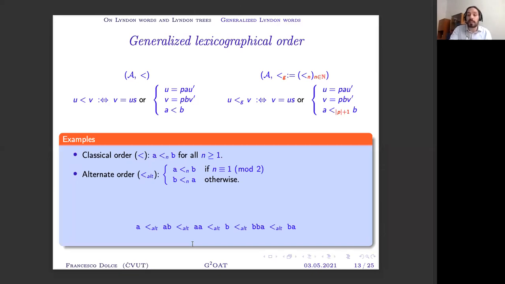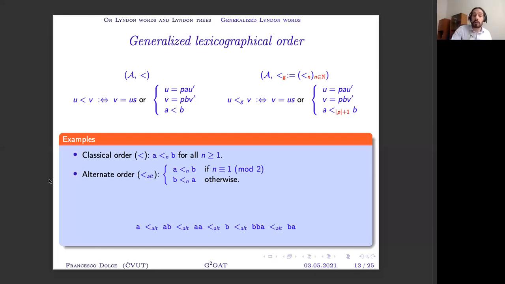But we can also construct something different. For instance, we can decide that A is more than B if the position is odd, and the opposite, B is more than A, if the position is even. In this case, we'll have, for instance, that A is a prefix of AB, so A is more than AB, but AB is more than AA because the first mismatch is in position 2, which is even, so B is more than A. And then AA is more than B because in position 1, A is more than B. B is a prefix of BBA, so B is more than BBA. But BBA is smaller than BA because the first mismatch is in position 2 and B is more than A.